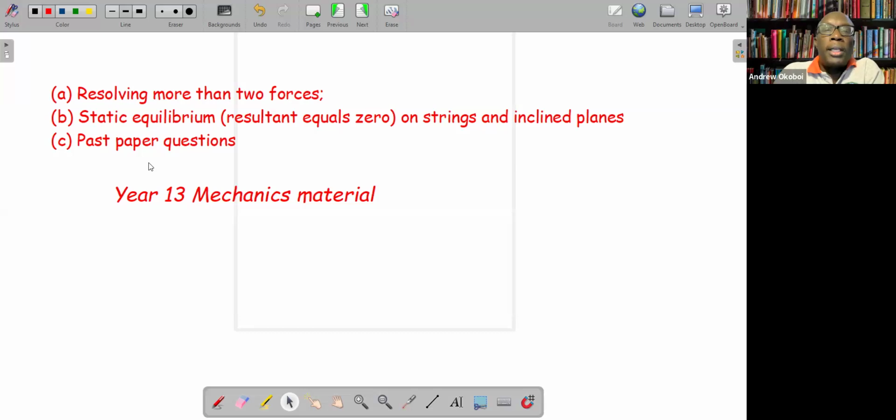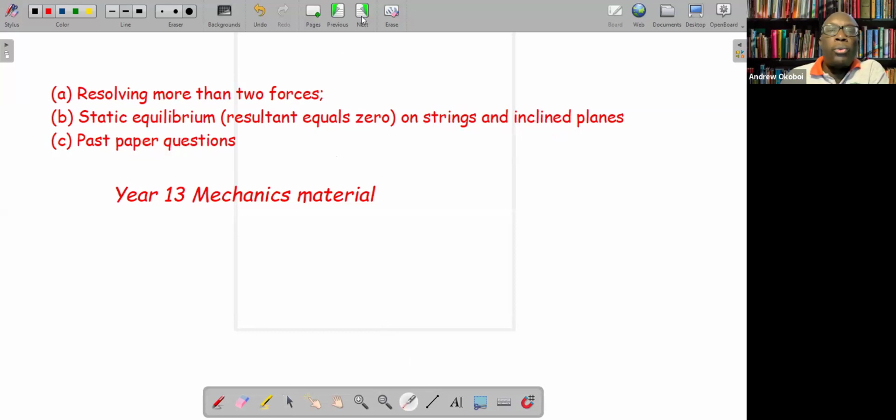Then we're going to look at what we call static equilibrium. That's when the resultant equals zero. That's when an object is not moving because all the forces are balanced in all directions. We're looking at that static equilibrium when a particle is held on a string or when a particle is held on an inclined plane. The vast majority of your exam questions are really on these two. Then we'll look at some past paper questions on these same topics just to show you how that works.